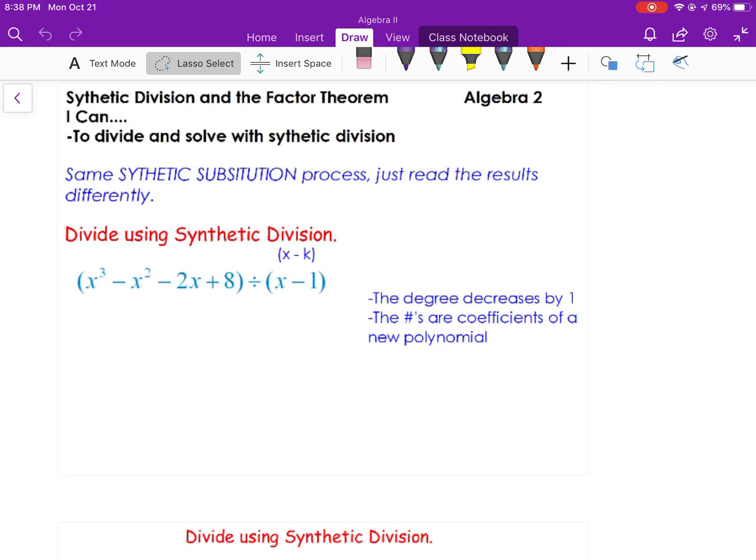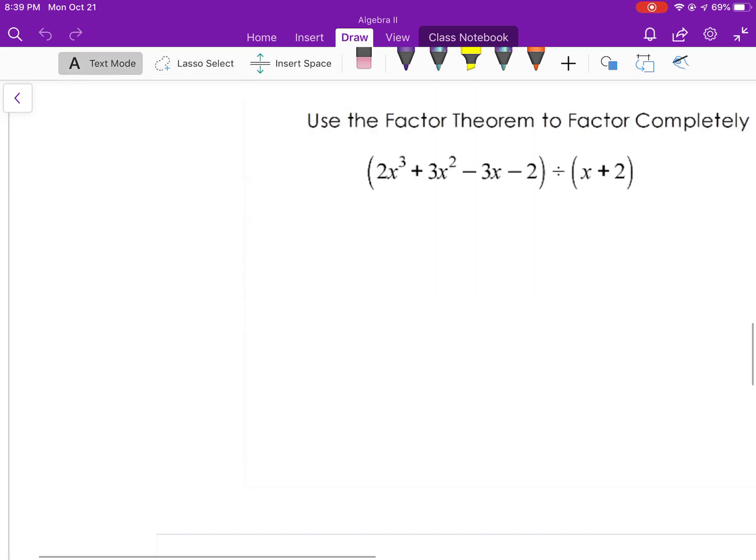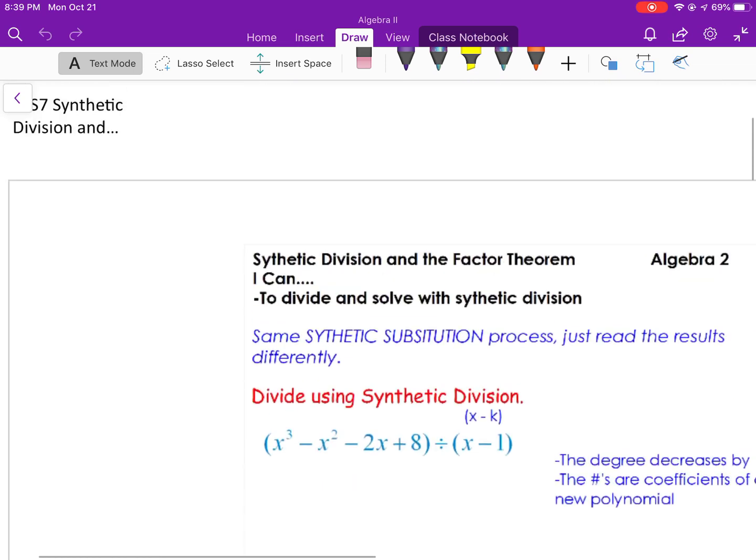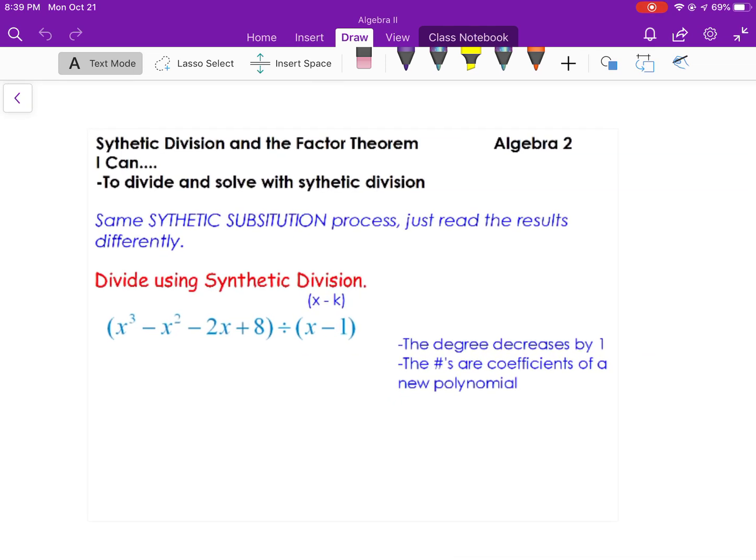Okay, synthetic division. We did synthetic substitution earlier, and it is the same process. So you'll hear me talk about the drop mama concept. Now, all that's going to change is how you read the results. Instead of saying X is this number you put in that box, what you'll have is X minus some number. Now it's X minus K. K is the number that you're going to plug in. So I'm going to put in a positive 1 right there.